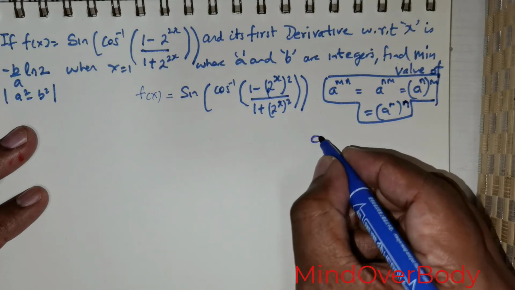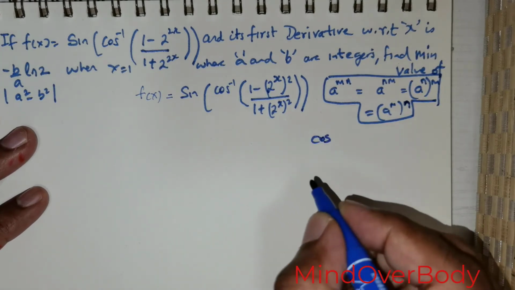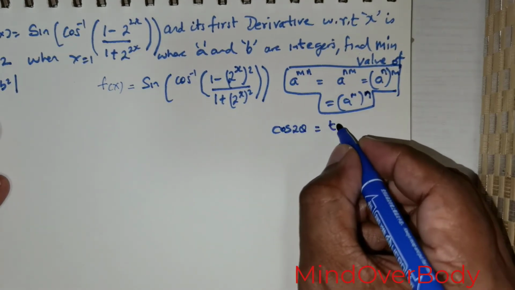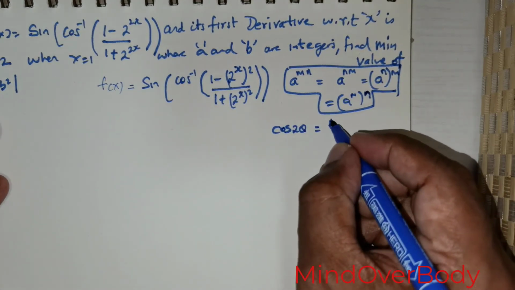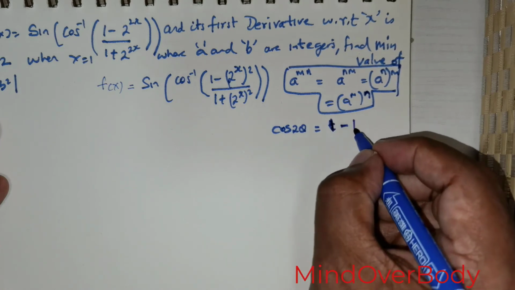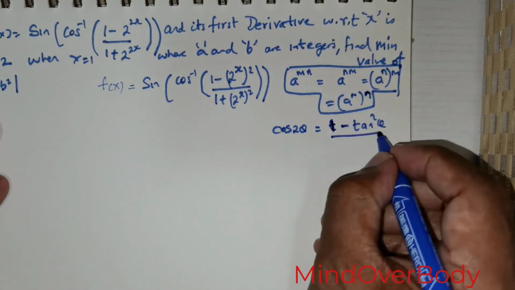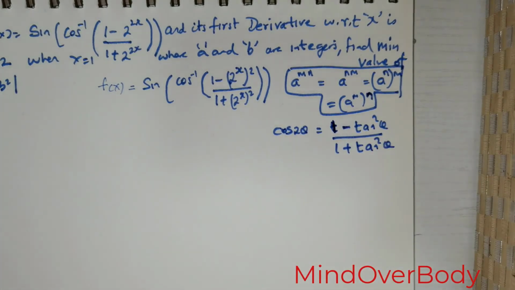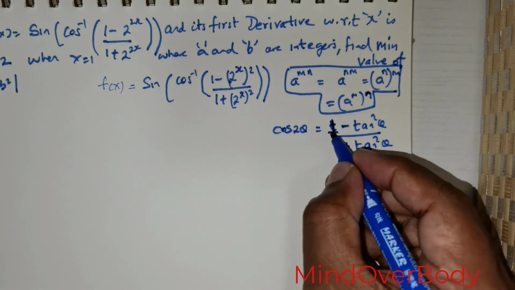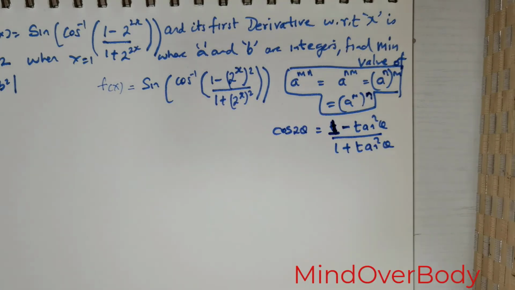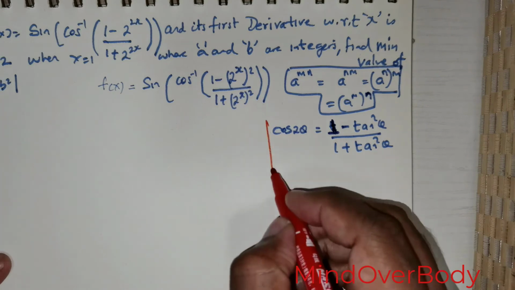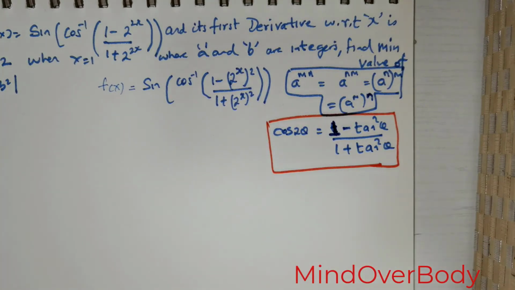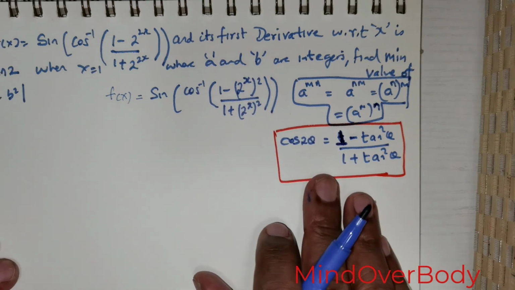Now there is a formula. Now what is the formula? The formula is cos 2 theta is equal to 1 minus tan squared theta divided by 1 plus tan squared theta. So this is an important formula I'm going to use. So based on this formula, I'm going to make some arrangements here.